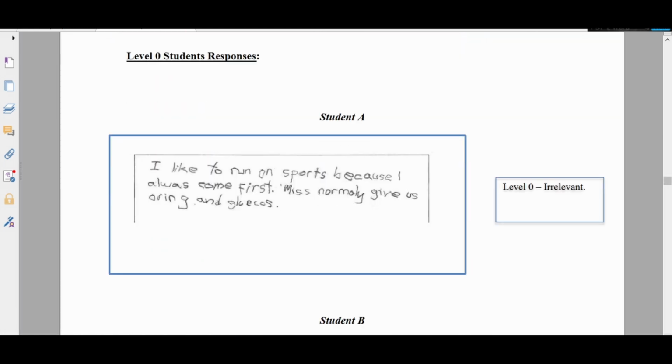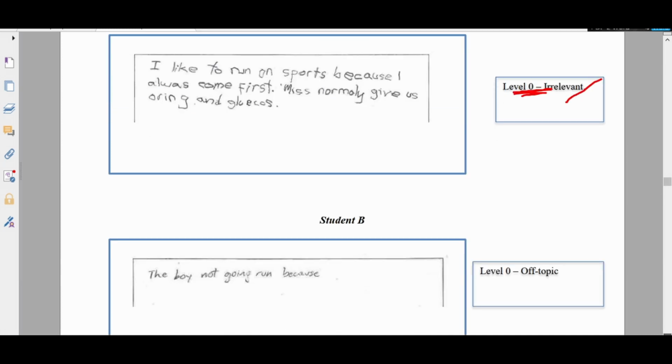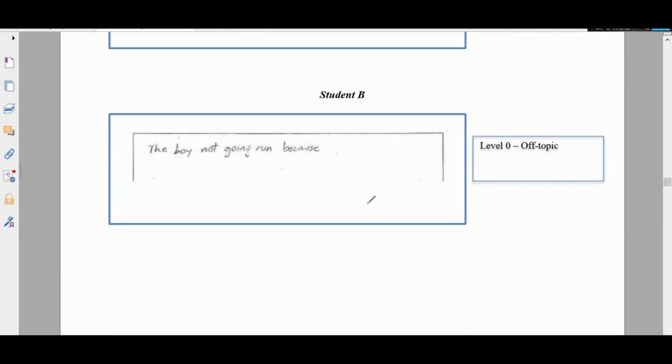Level 0 answer. Here we go. "I like to run on sports day because I always come first. Miss normally give us orange and glucose." Here it is. This is a level 0. It is irrelevant. This has nothing to do with the question that has been asked. All right. Student B says, "The boy not going run because," and it stops there. This is off topic. That's level 0 as well.